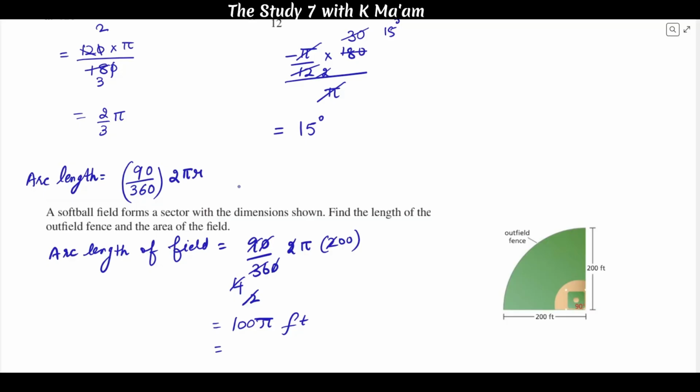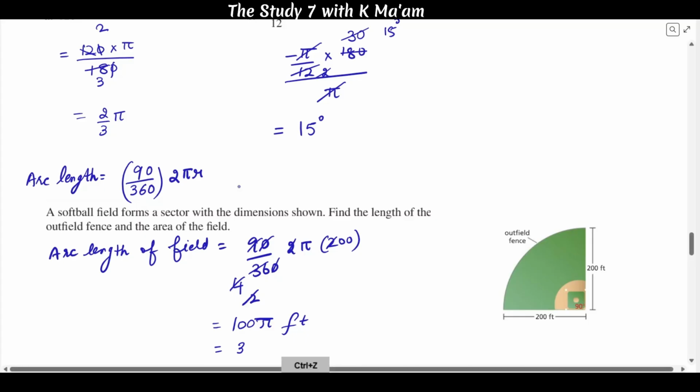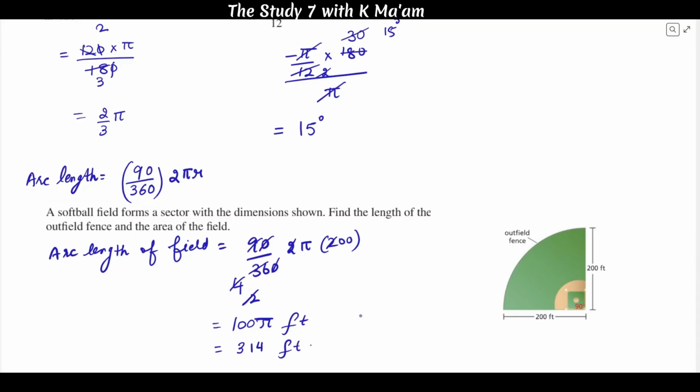If you want, you can convert pi into its value. Multiply that with the pi value. It's 3.14. So 314 something feet. Now we have to find the area also.